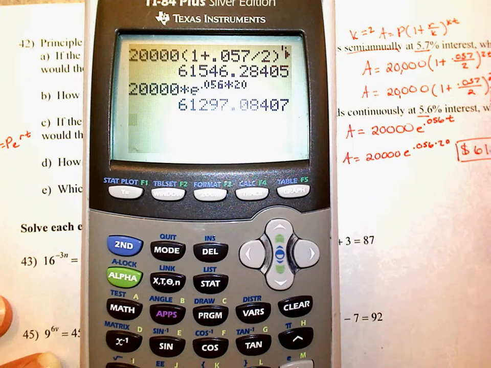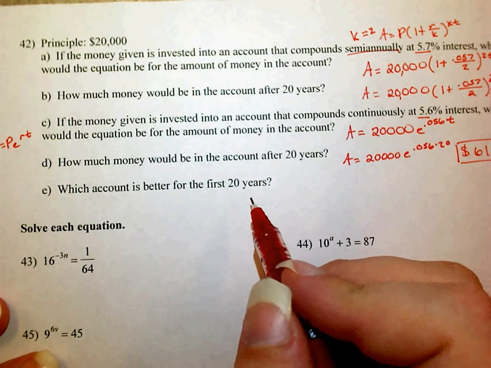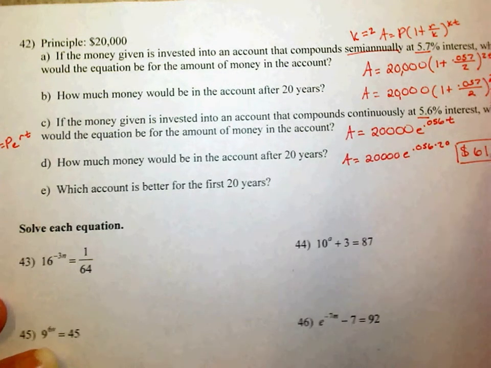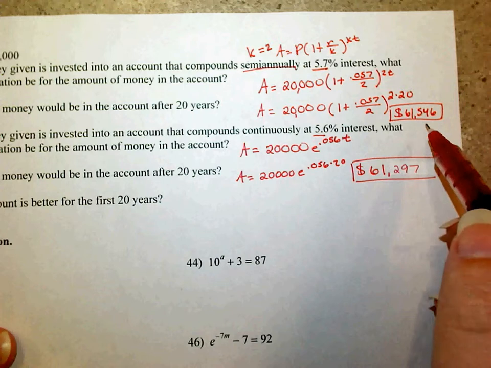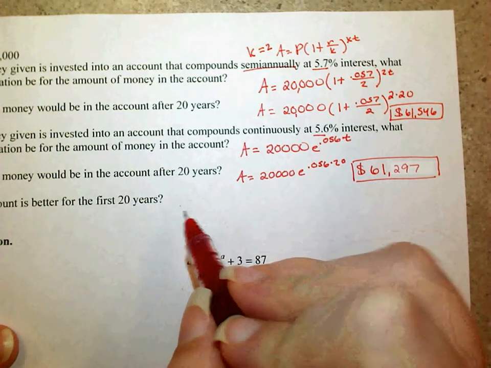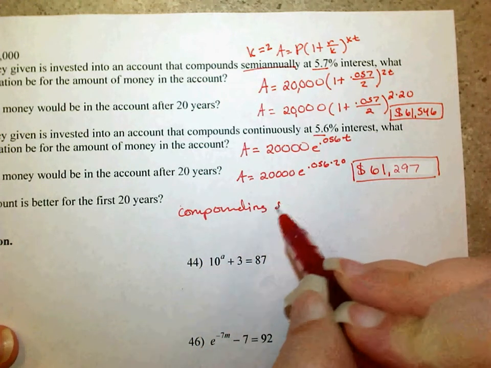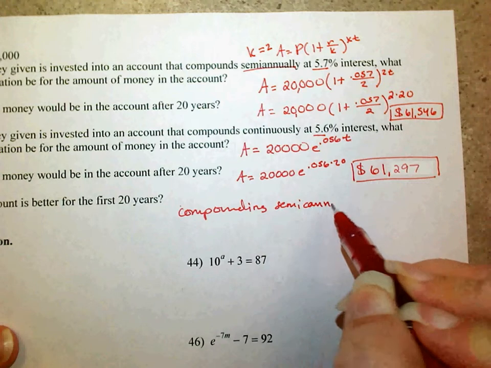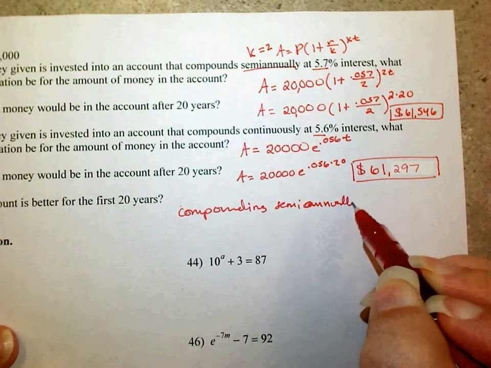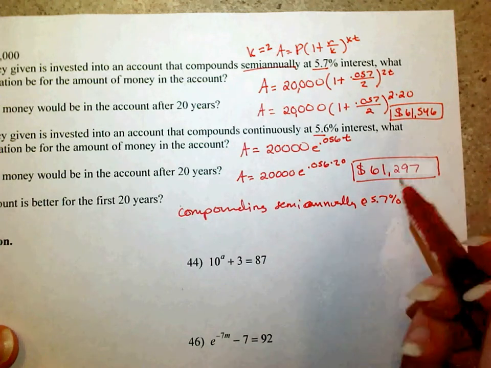Okay. So when it says which account is better for the first 20 years, well, compare the amount of money, and whichever one's bigger, that's the better account. So compounding semi-annually at 5.7% is better because it's 546 versus 297.